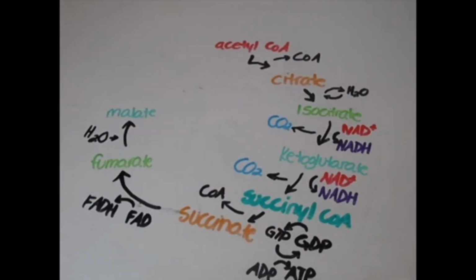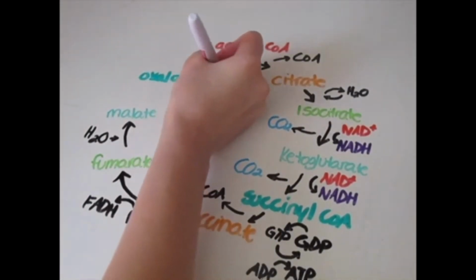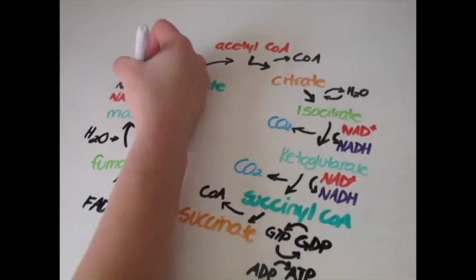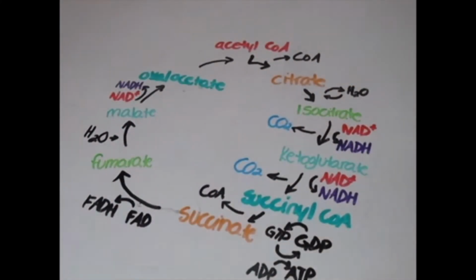an H2O molecule to make malate and sheds its final hydrogen and 2 electrons to make one more NADH. But this time, no carbon is lost. This makes our molecule oxaloacetate, completing the cycle.